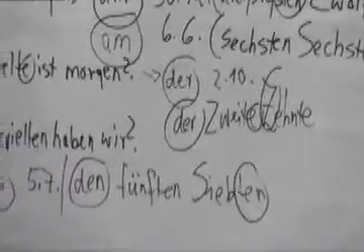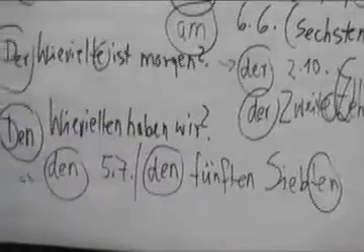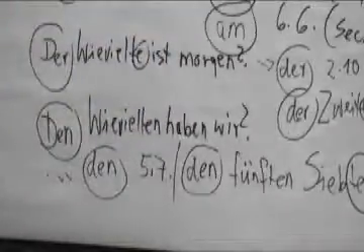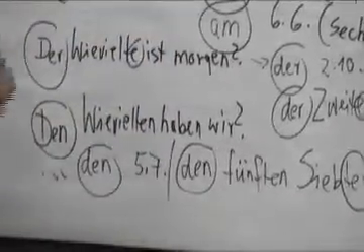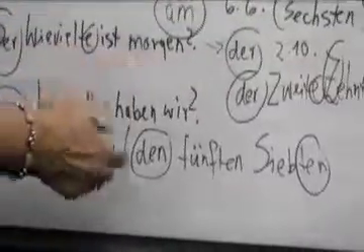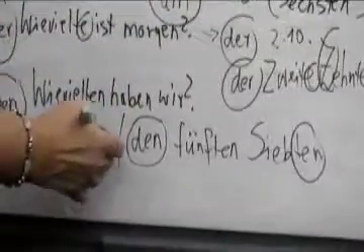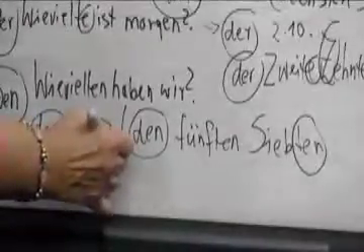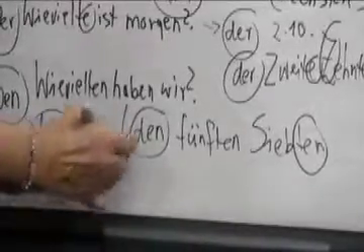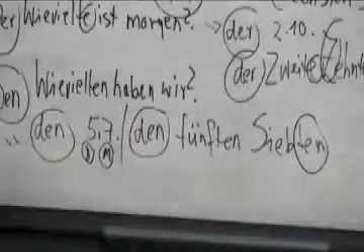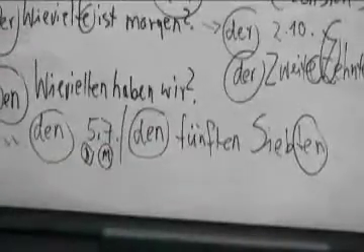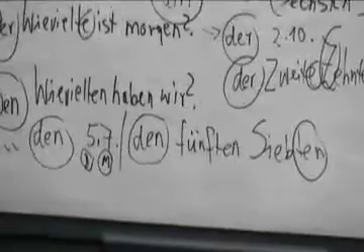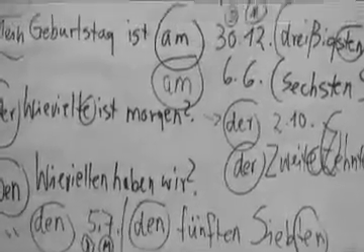Or we can say the same question in an accusative form, den wievielten haben wir? And we can answer, den 5.7. Now, what is that? 5 is the day, and 7 is the month, right? So it's July. So today is the 5th of July. It's a little confusing, but if you think it through and practice it a little bit, you should understand it.